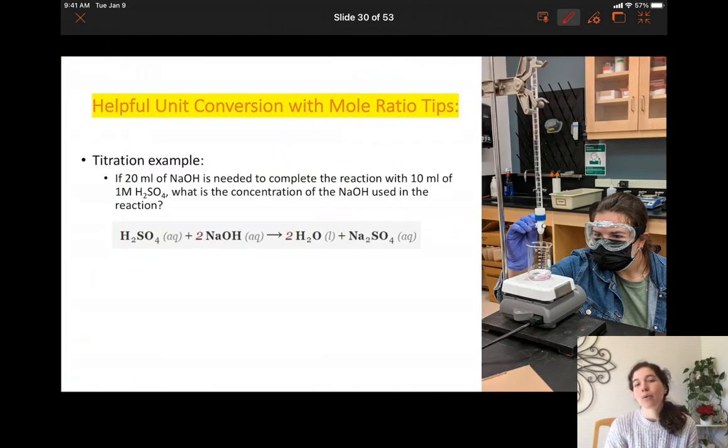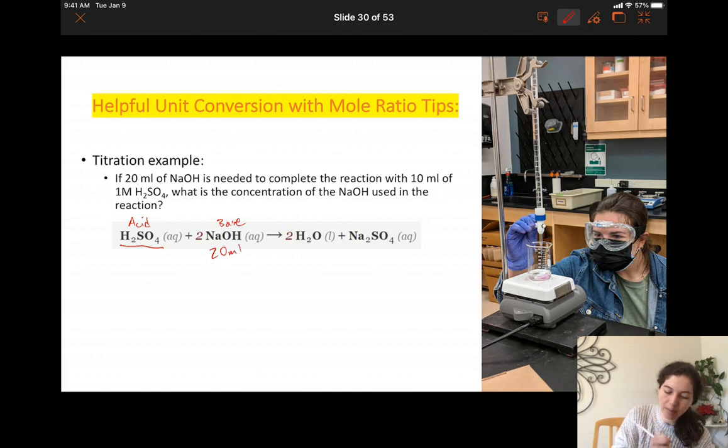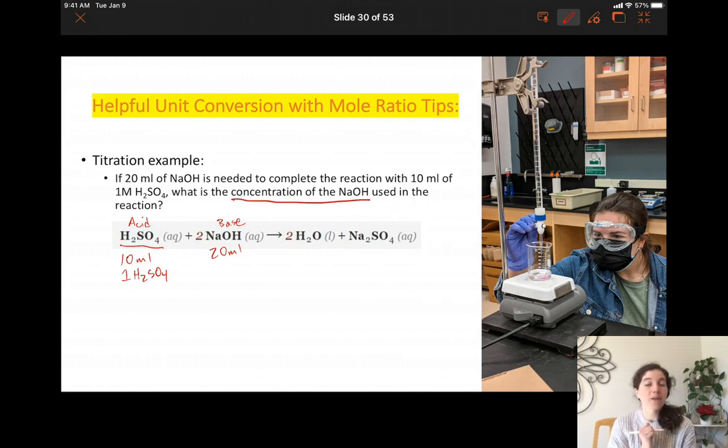Let's take a look at an example where we don't have a one-to-one ratio and how that's going to affect our outcome. So this is another titration, H2SO4. This is our acid. This is our base again. Let's say we have 20 mils of this one again. We use 20 mils. And it's what's needed to complete the reaction with 10 milliliters of 1 molar H2SO4. It asks us, what is the concentration of the sodium hydroxide used in the reaction?